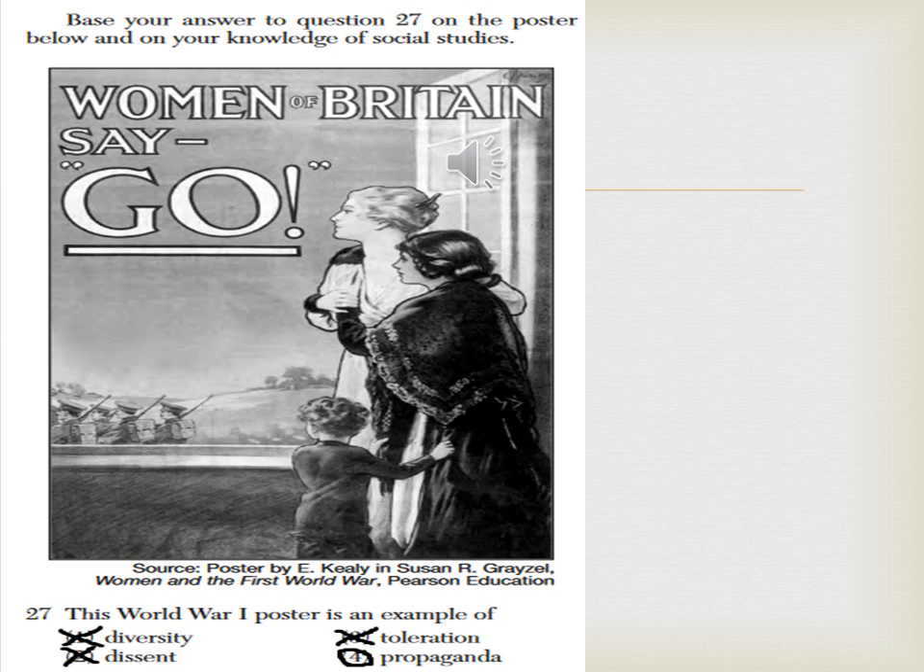So, that's another example of propaganda. Women of Britain say go. It's a pro-war propaganda. They want to tell young men at the time to go to war. Because women want you to go to war. That's why you gotta go to war. So, it's one of these questions. Really, it's really easy as long as you look at the picture, read what it says. You should have no problem answering these types of questions.